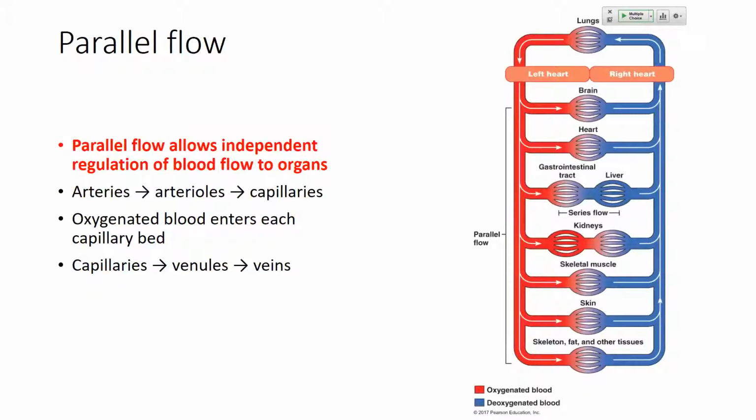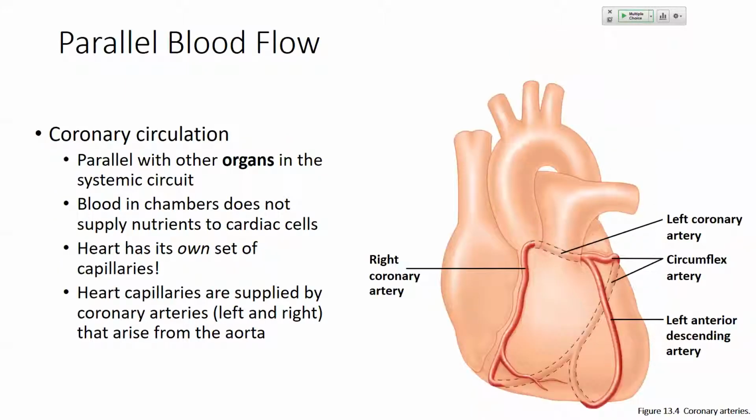Whereas parallel flow, blood has some options here. When it leaves the heart, it can go to the brain. Let's say 20% goes to the brain, 10% goes to the GI, some goes to the liver, another 10% goes to the kidneys, and so on. And so the systemic circulation has options for blood flow, and this is what we call parallel flow.